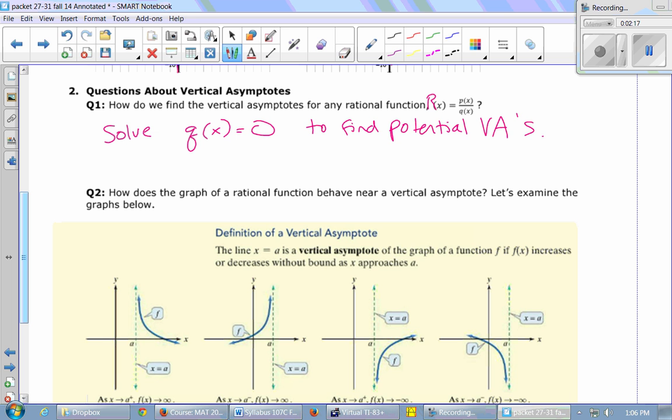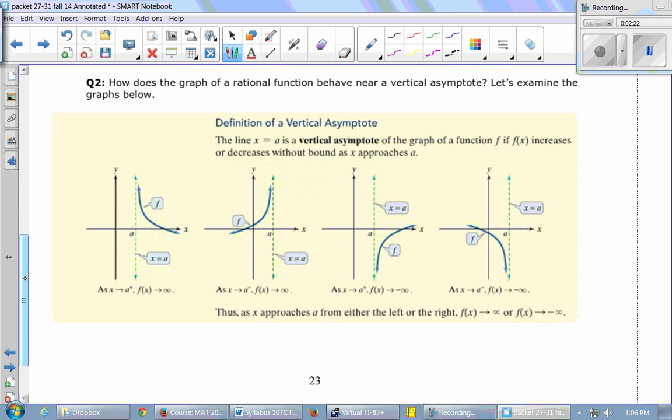All right, so how does the graph of a rational function behave near a vertical asymptote? So here's several possibilities. It can approach infinity from the right. It could approach infinity from the left. It could approach negative infinity from the right. It can approach negative infinity from the left. So as your function gets close to a vertical asymptote, it either blows up or it blows down or does one of each. So the idea is as you approach a vertical asymptote, your graph gets really, really close to it, getting really big or really small.